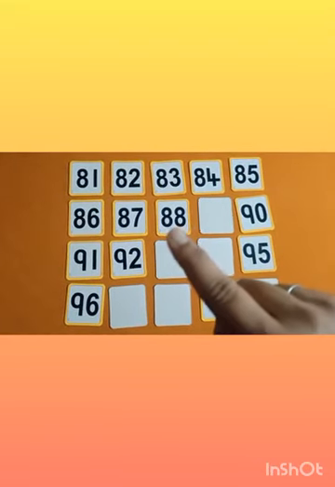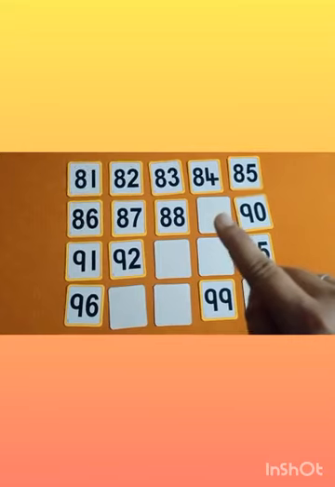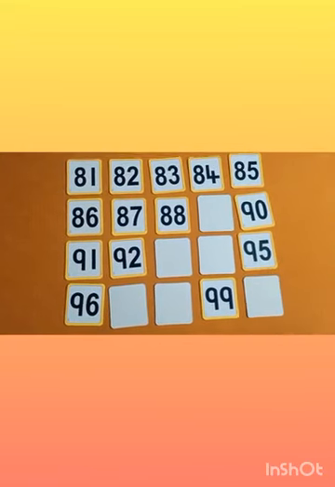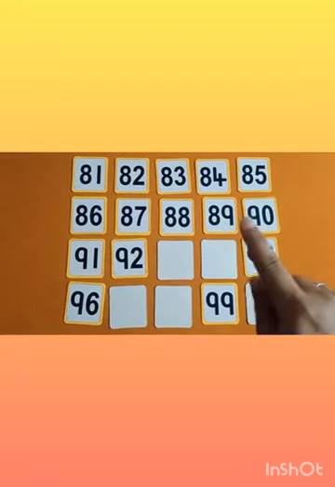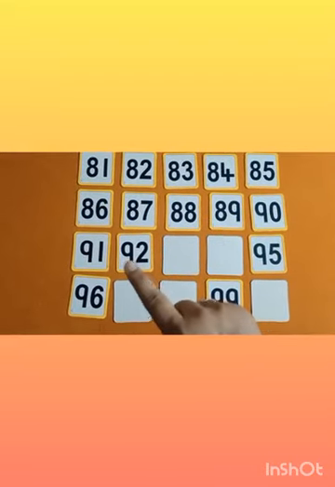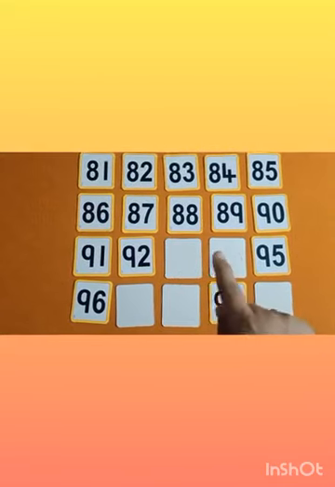87, 88 and then, correct, 89. So 89 is missing. And now we have got the number 89. Then 90, 91, 92. And which two numbers are missing here?